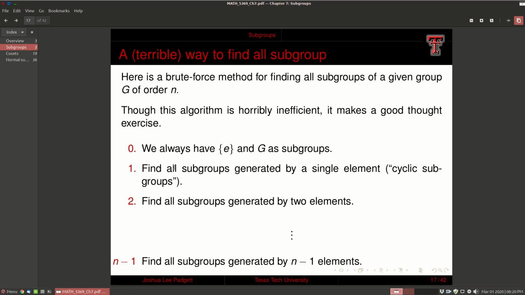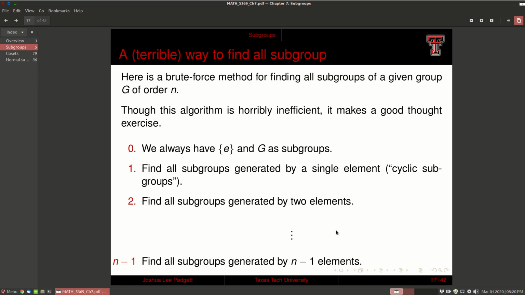And then what can you do? Well, now I can pair all the 2 elements together. So I can do A and B, B and C, and A and C, and then get all of those. And then I can do the 3s. And so basically you can just methodically walk through and keep making subgroups with more and more generators.